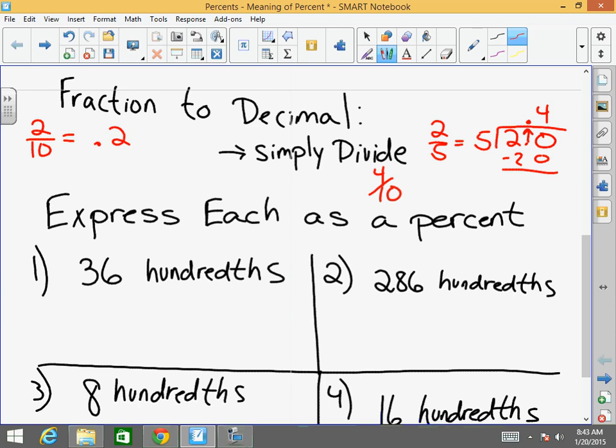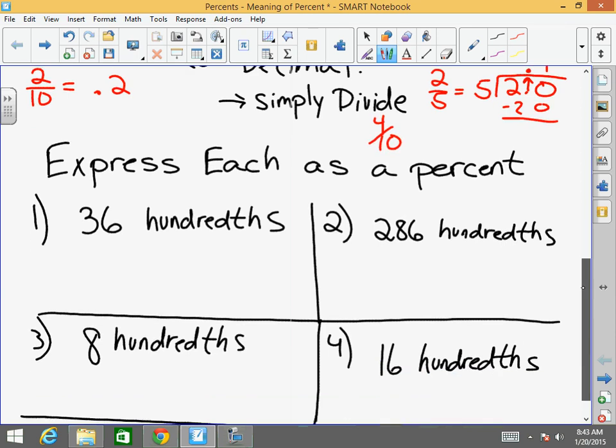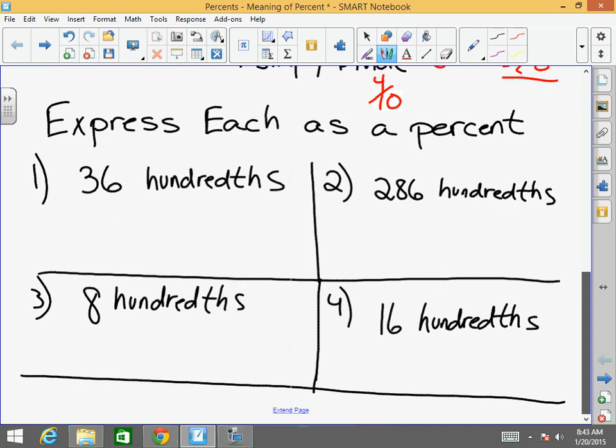Now, for these examples, I want you to express each as a percent. So if I have 36 hundredths, what does that mean? That means that I have 36 over 100. But didn't we say that when we have a value over 100, it's a percent? So what would 36 hundredths be as a percent? 36%. That's it.